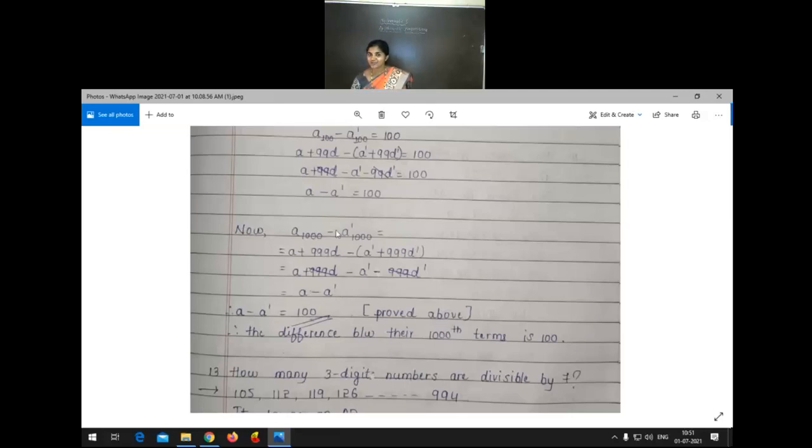What we got actually, A minus A dash we got. I told now in the beginning, here we got something, keep it safely. You can put a box for that or you can take that as equation number 1. Just observe, A minus A dash we got 100 now. Here also we got A 1000 minus A dash 1000, that is A minus A dash. A minus A dash actually what actually? 100. So the difference between their 1000th terms is 100. Got the idea, no? The difference between the 1000th term.